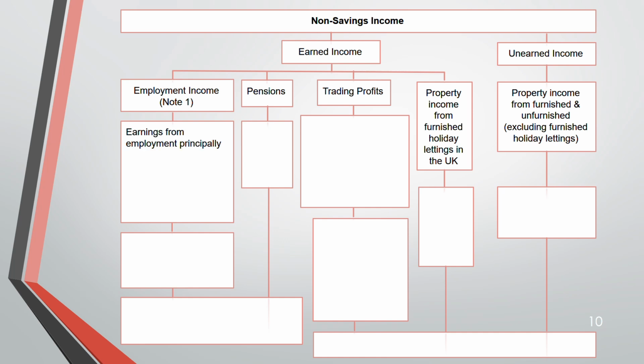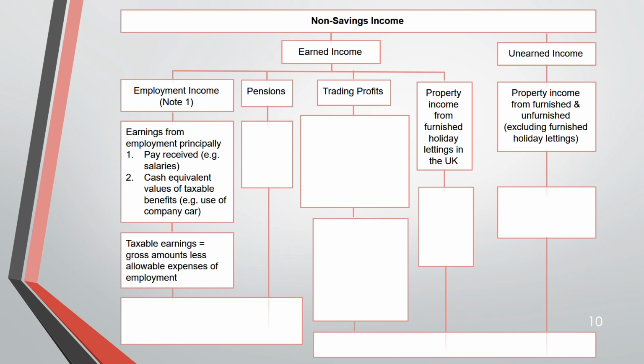Then, earnings from employment are any salary or any benefit that you have received, that is, the cash equivalent values of taxable benefits. Like if you're having a company car, what is the cash equivalent of that company car?